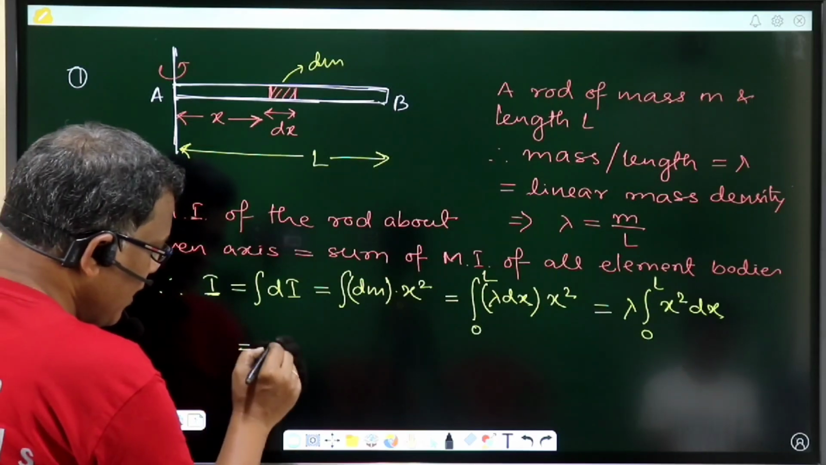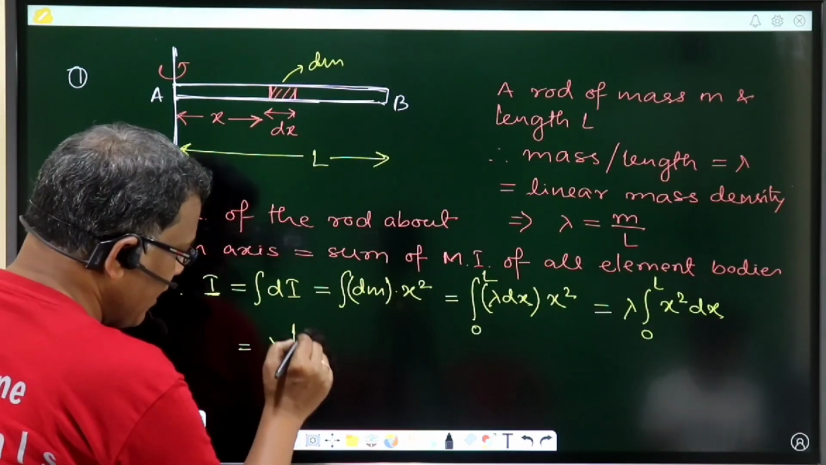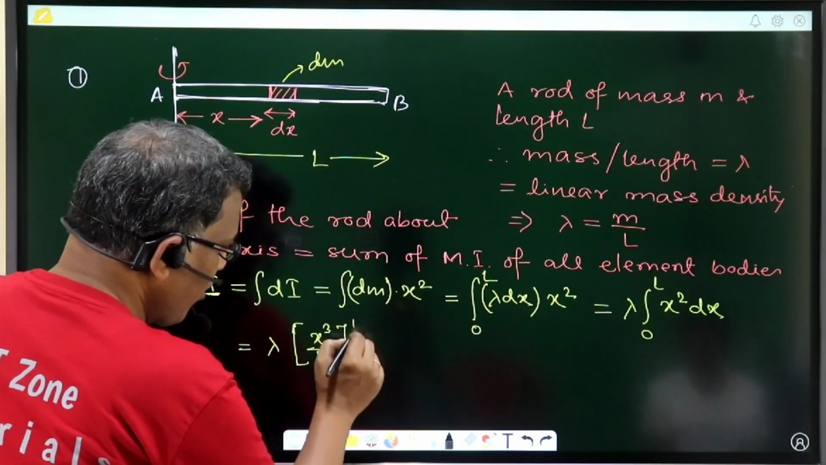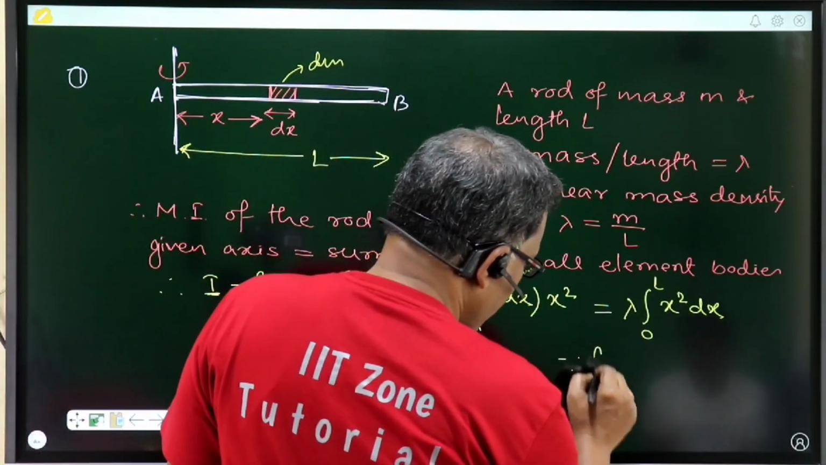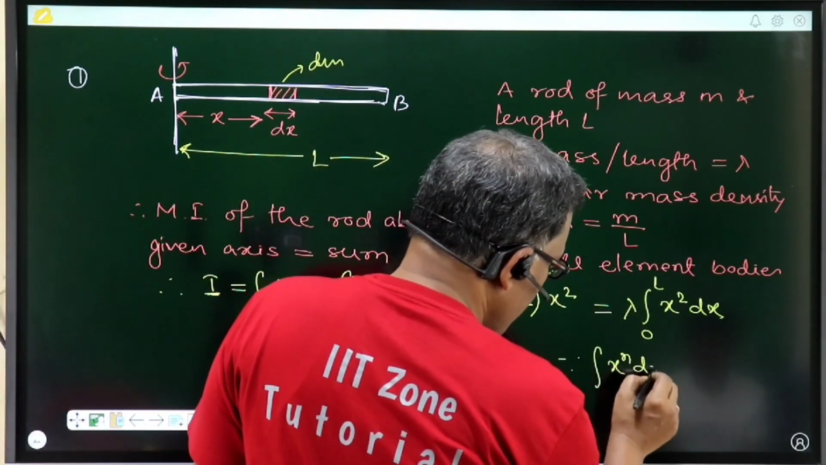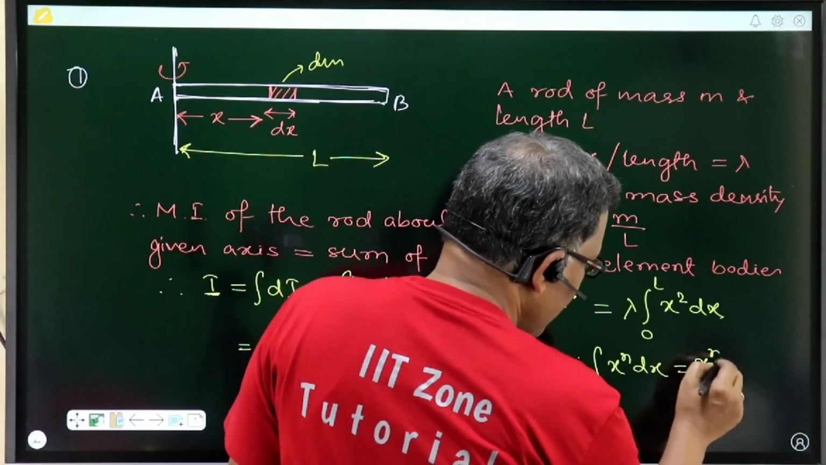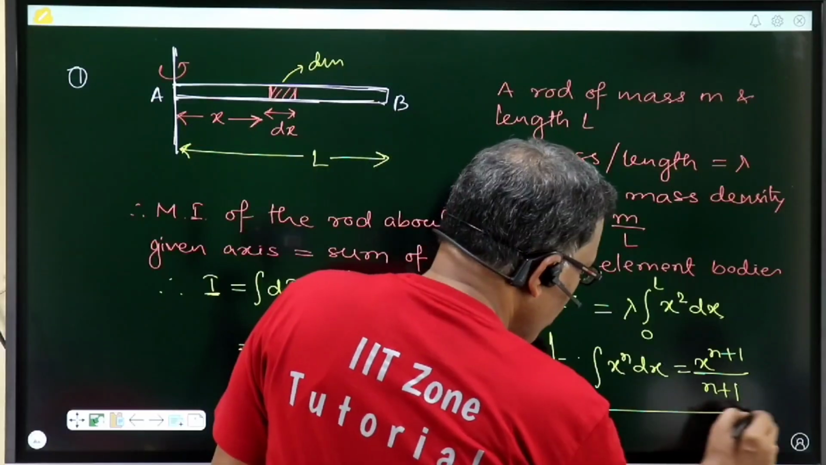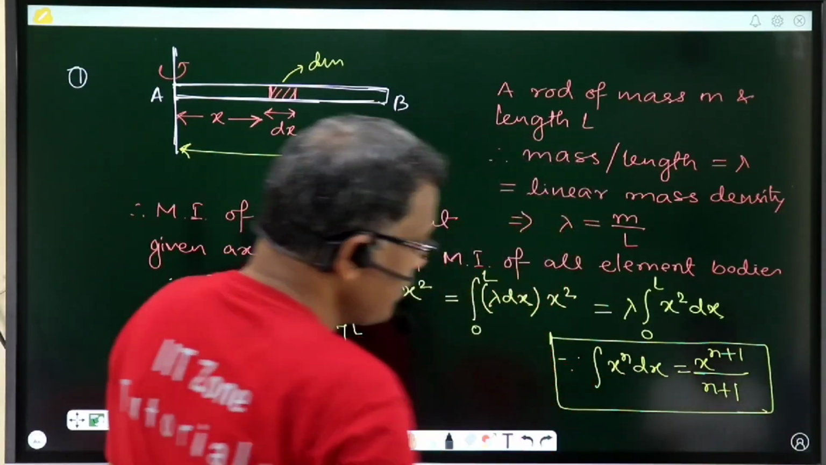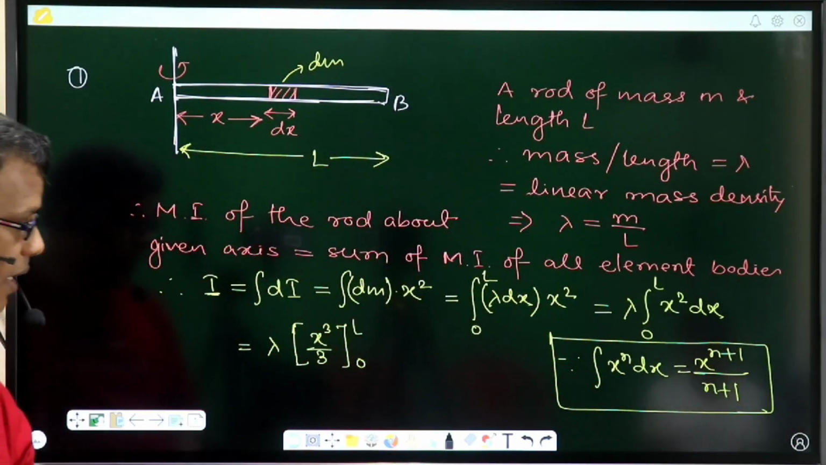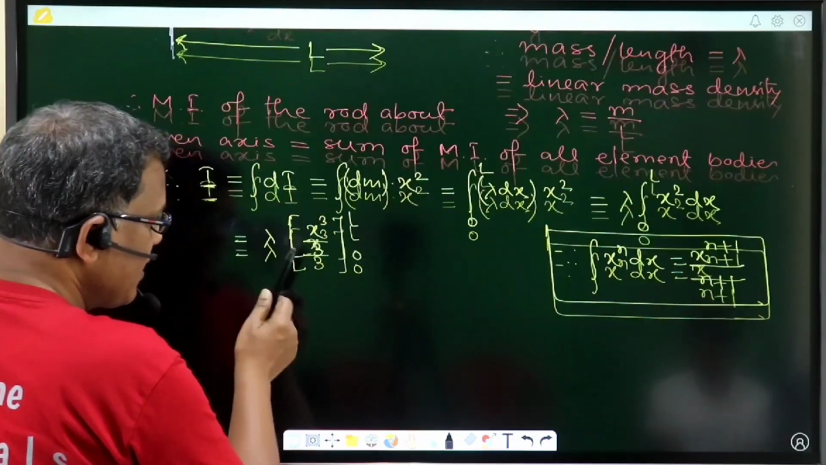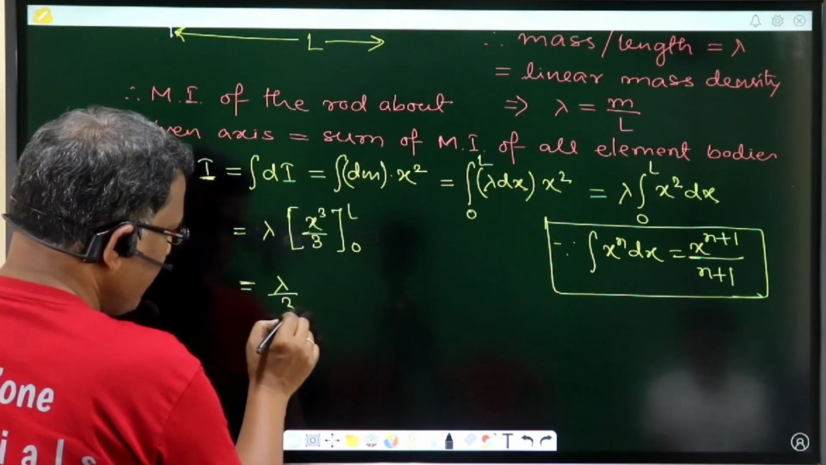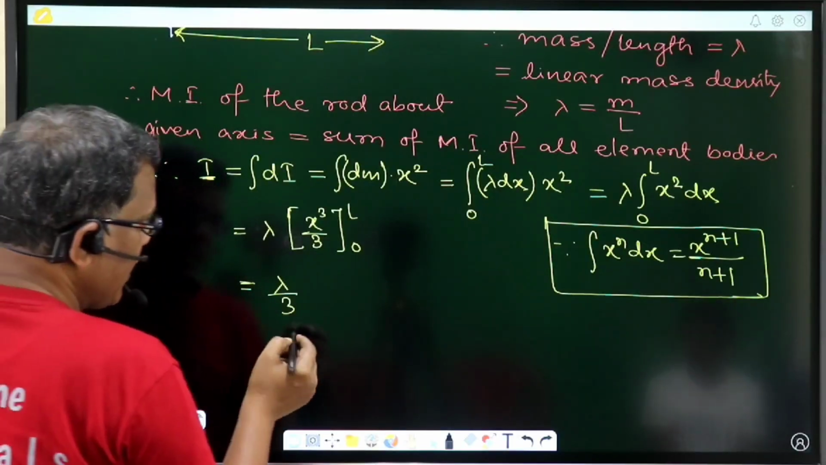Taking lambda, the integration of x square will be x cube by 3 according to the formula. The basic integration formula for an algebraic function is the integral of x to the power n dx, which we can write as x to the power n plus 1 divided by n plus 1. Are you getting it? So it is lambda by 3, 3 being the constant term, we can take it out.